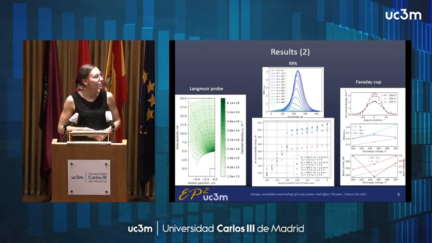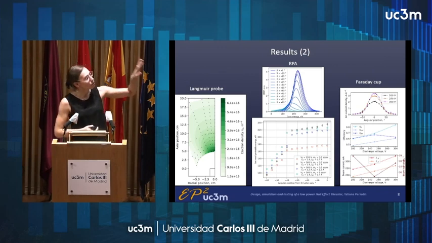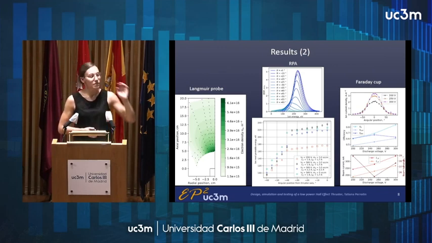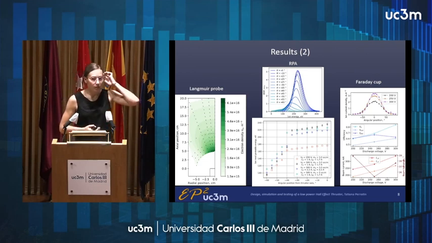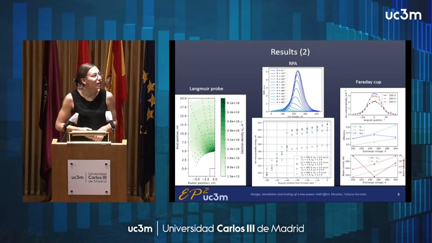And on the right, you can see Faraday cup results. So on the top, the ion current density inside of the plume. And in the middle plot, it's the performance, so efficiencies of ionization and current utilization and divergence.